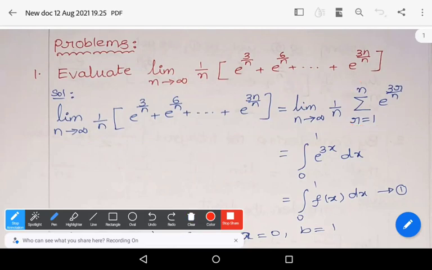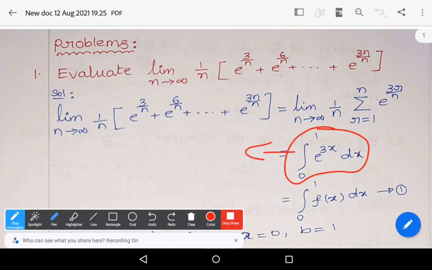In the working rule, we learned that 1 by n is replaced by dx, and r by n is replaced by the variable x. So you get e power 3x. The limit and summation is replaced by the integral 0 to 1. So you get simply the integral 0 to 1 e power 3x dx.